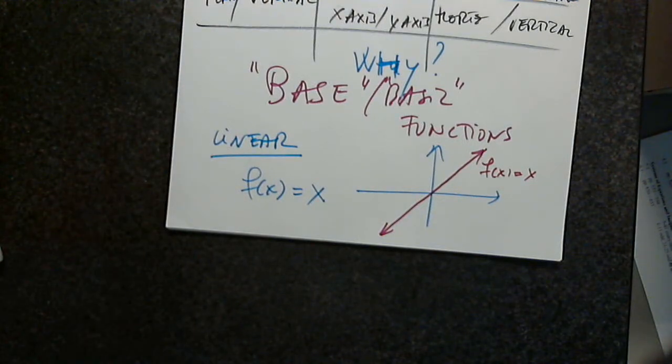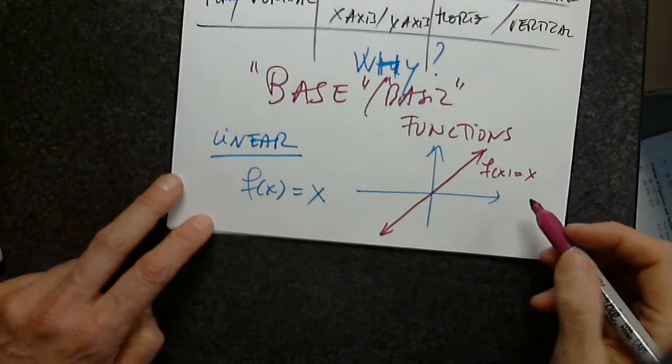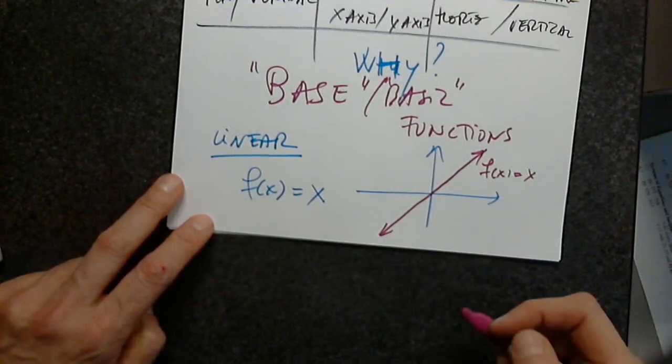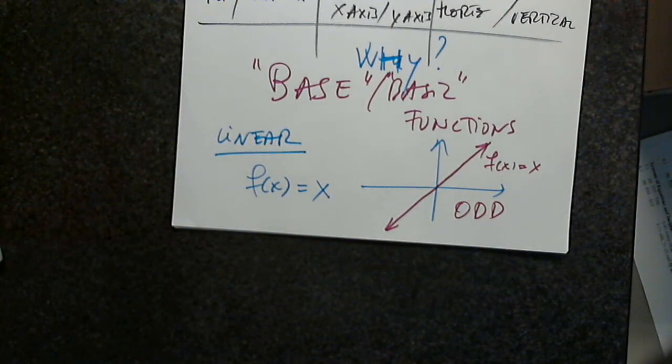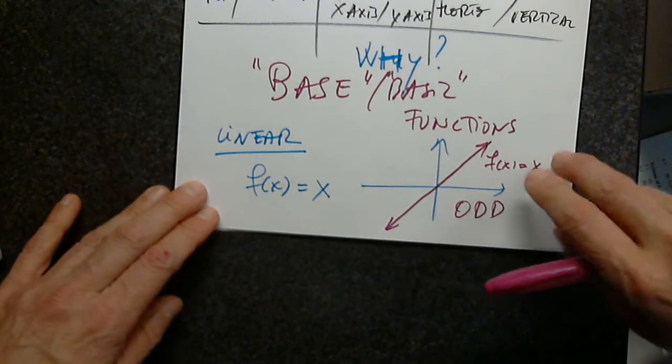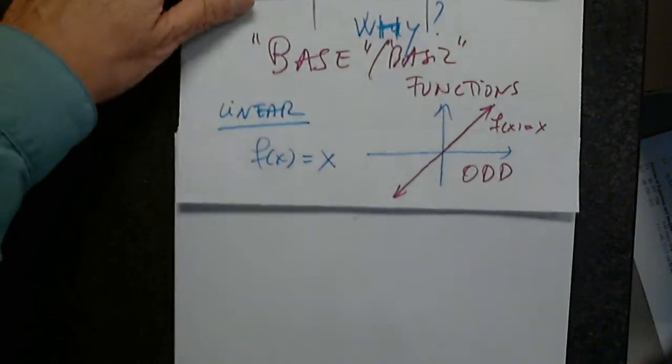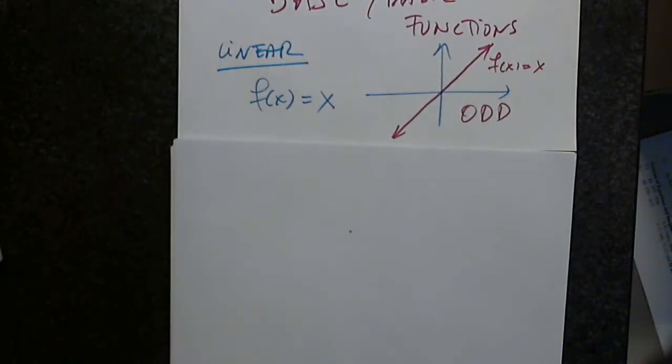Is this function odd, even, or none of the above? Even means symmetric with respect to the y-axis. No. The origin. So the function is odd because it's symmetric with respect to the origin. Well, we had this last time. Here it is. This is a function that is odd. It's symmetric with respect to the origin. We discussed that last time. Is that okay? Yes? Okay.